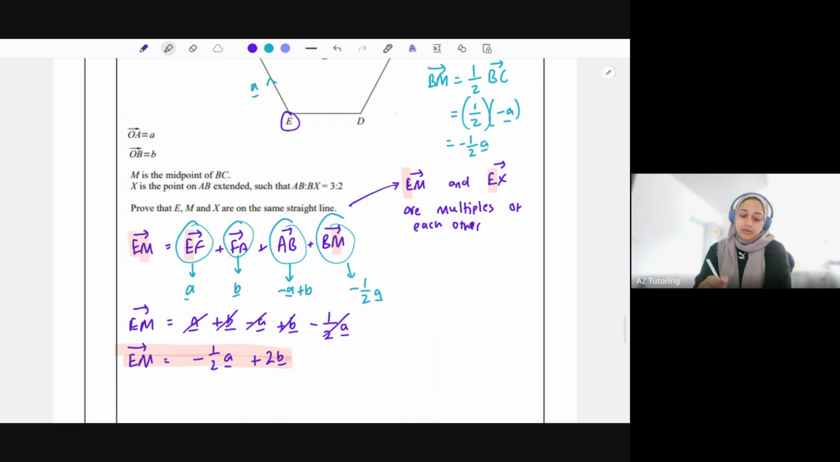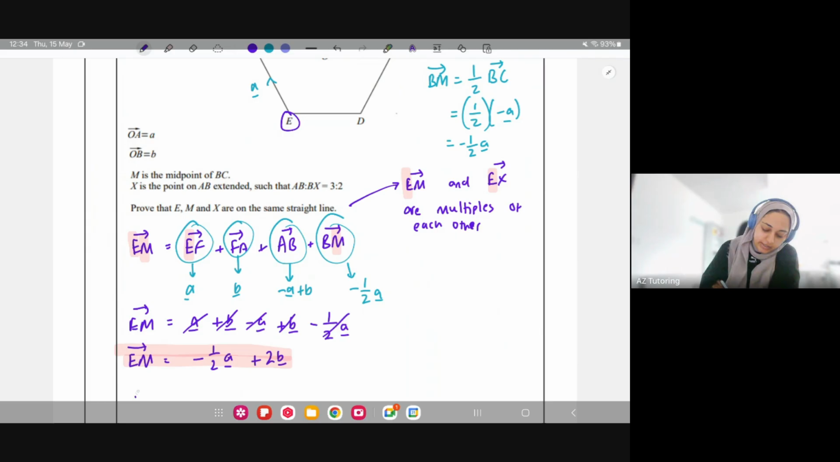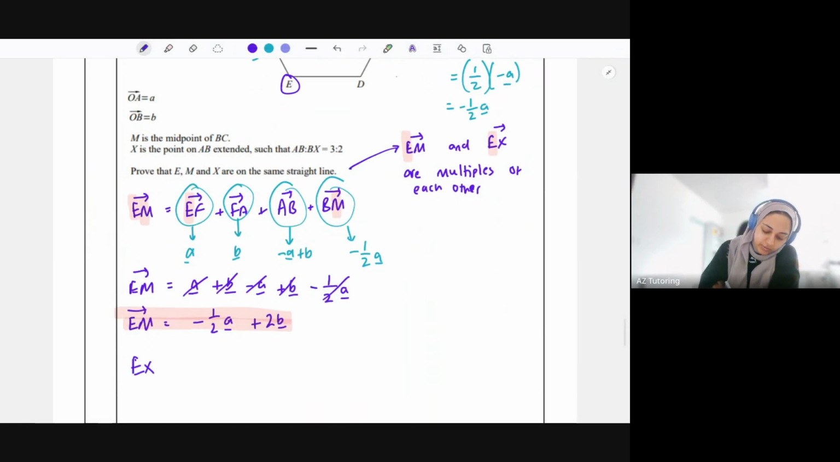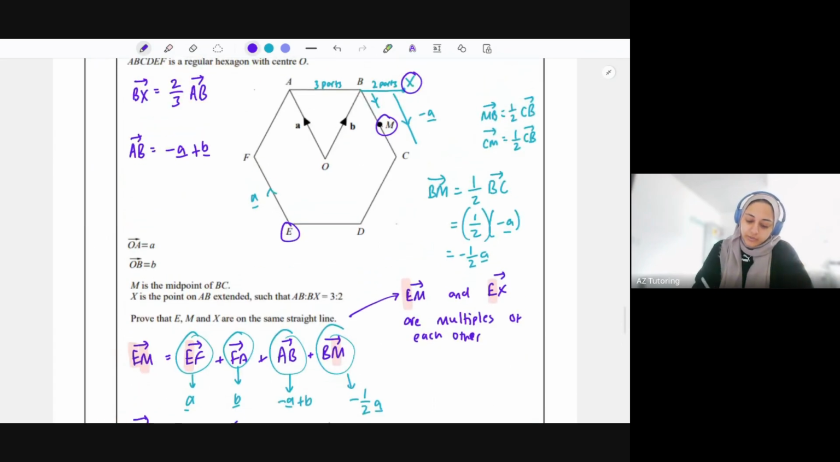What other vector do we need to find? We need to find EX as well. So let's find EX. Let's see which path we can take. So E to X, so we're starting at E, going to X. Again, I could go this way, ED, DC, CB, and then BX, but since I've already found some vectors going this way, I'm just going to use that direction. So E to X, I'm going to do EF, FA, AB, and BX.